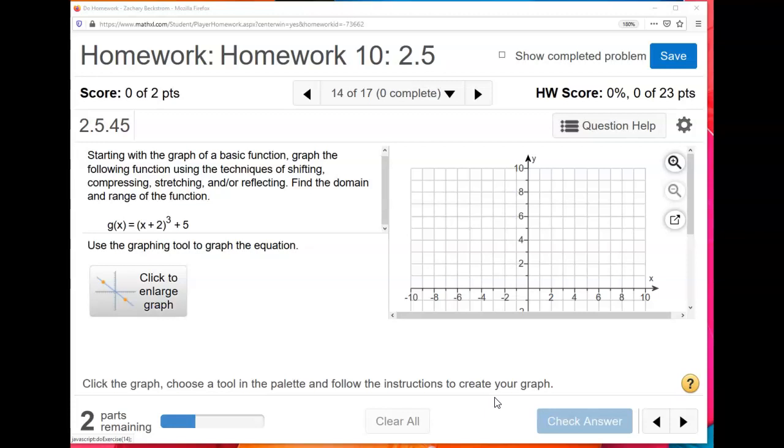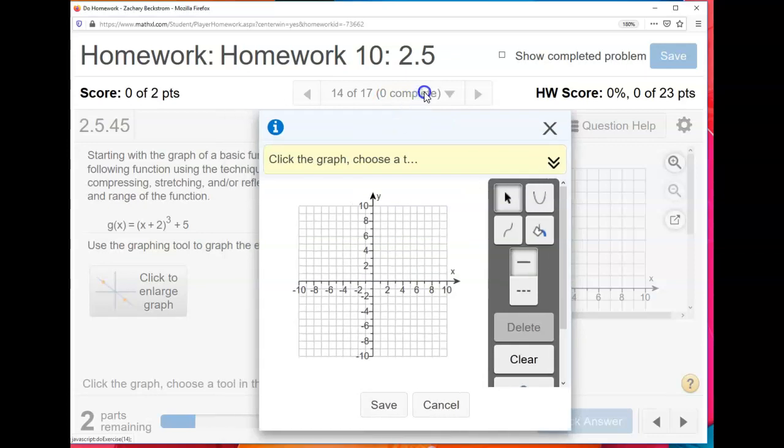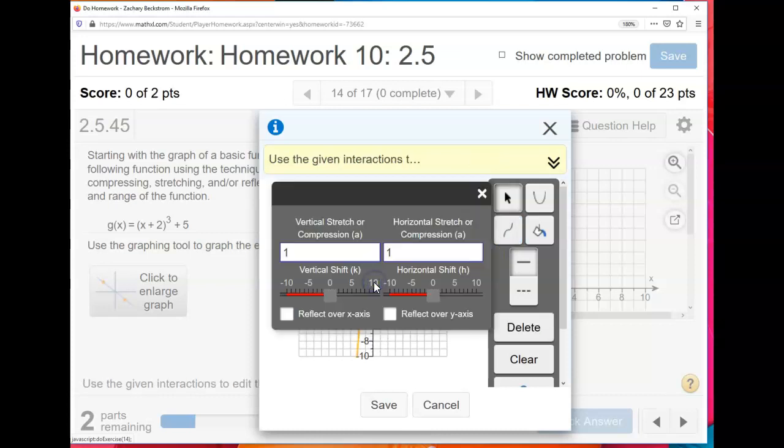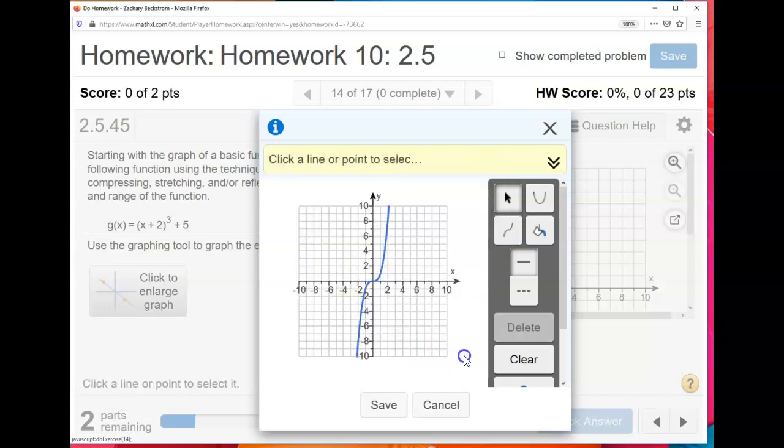This is in section 2.5, and this is graphing a cubic function using techniques of shifting, compressing, stretching, or reflecting. One of the first things we want to do is look at a basic cubic function and see how that behaves. We can do that by looking at the graph here. This is the cubic function, and we're going to put it in, and that's it right there. So here is our basic cubic function.